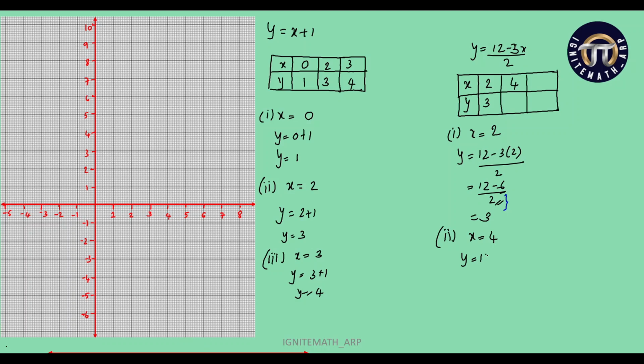Then y is equal to 12 minus 3 into 4 divided by 2. So that is 12 minus 12 divided by 2, that is going to be 0. So here I am going to get it as 0.